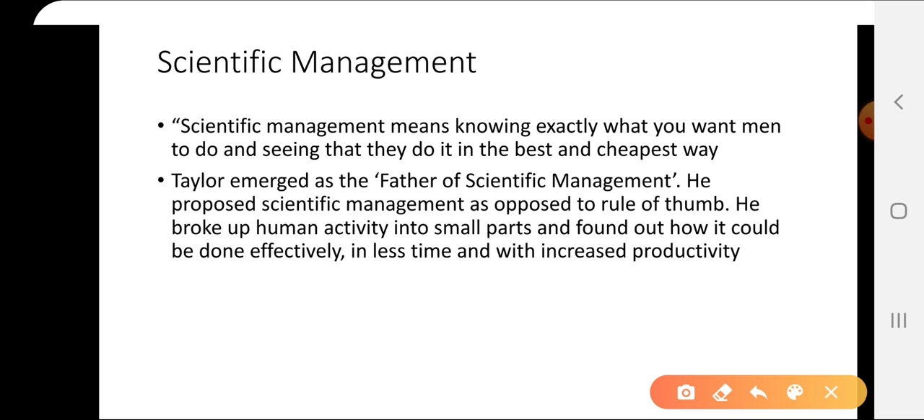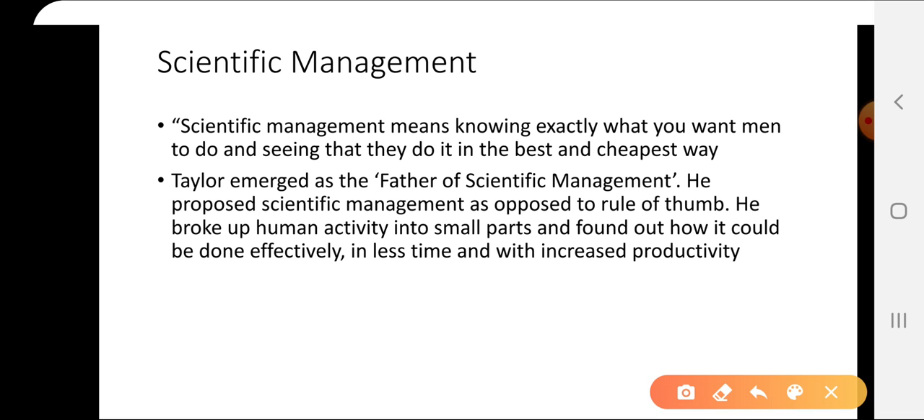Dear students, it is very important to understand that it is not only dividing the task into various parts, but also that we have to attain efficiency in the organization, right? So therefore, with the help of scientific management, Taylor recommended that there should be a complete change in the methods and techniques of work, right? I'll give you one example.